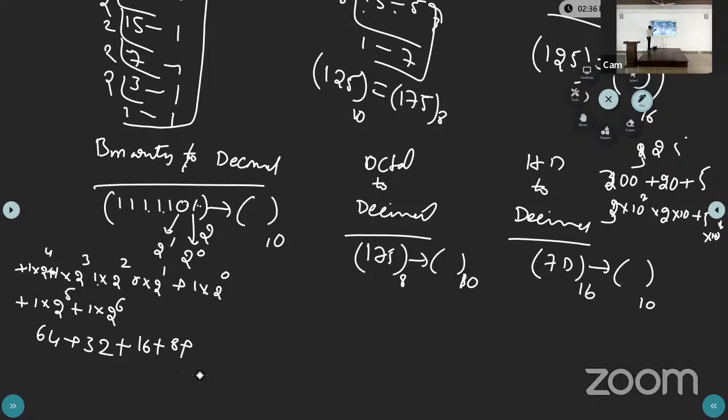4 into 1, okay, 4. And plus 0 into 2 to the power 1. 2 to the power 1 value is 2, and 0 into 2 is 0. Plus 1. Now tell me the answer. 64, 32, 96. 96 plus 16, 112. 112 plus 8, 120. 124, 125.